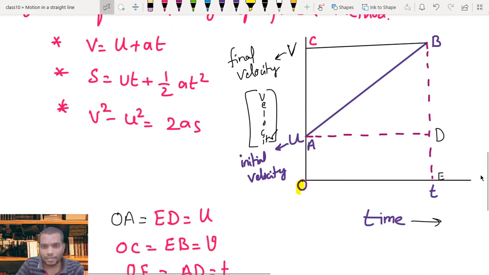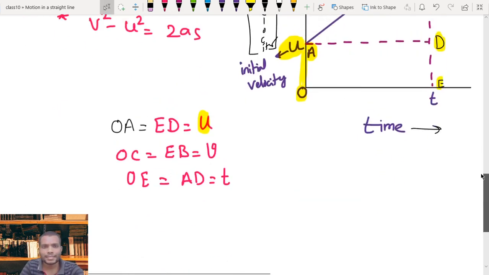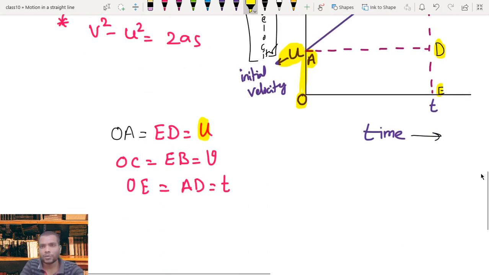Here we have considered O as the origin and A as the initial location, the initial velocity starting point, and the object already has the initial velocity u. Therefore OA, in terms of velocity, equals u, and ED also has the same value, so OA equals ED. Similarly, OC is the final velocity v, and it is parallel to BE, so it also has final velocity v. And on the x-axis, OE is the time, and AD is parallel to it, so OE is the time t.